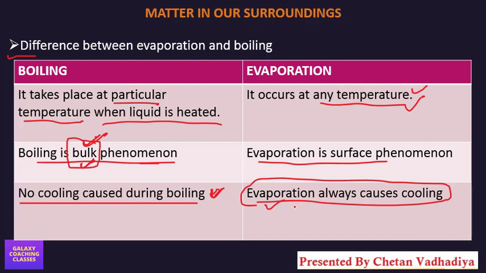How? Let me tell you. In summer, you spread water near your houses. Why? What happens? The particles of the water move away and go into the air. And that will give a cooling effect to you all. So that's why evaporation always causes cooling, while boiling will not do that.